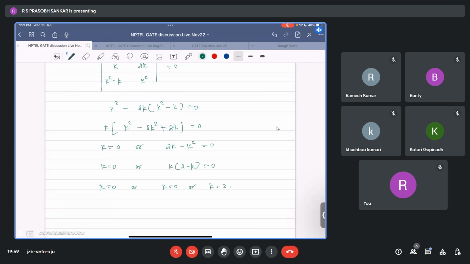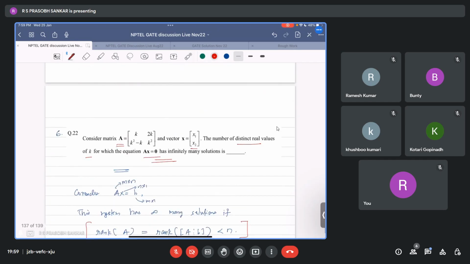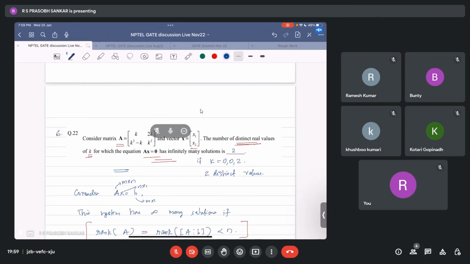Now the question is how many distinct values of K are there? The question is the number of distinct real values of K for which the equation has infinitely many solutions. What we have shown is that this system has infinitely many solutions if K equal to 0, 0, 2. So how many of them are distinct? 2 distinct values. So the answer is 2. Is that okay? Any doubts?